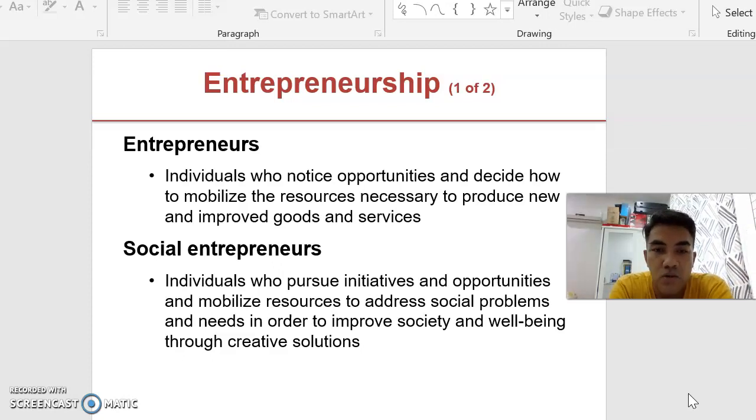And then social entrepreneurs are individuals who pursue initiatives and opportunities and mobilize resources to address social problems. So when you deal with social issues, social needs, in order to improve societal well-being through any form of creative solutions, that can classify you as a social entrepreneur.